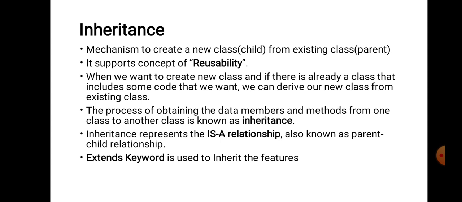So it is a mechanism to create a new class from an existing class. The new class we will call the child class, and the existing class we call the parent class. The process of obtaining the data members and methods from one class to another, we call it inheritance. Inheritance also represents an is-a relationship and is also known as a parent-child relationship.